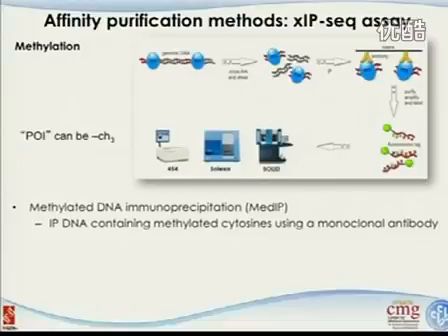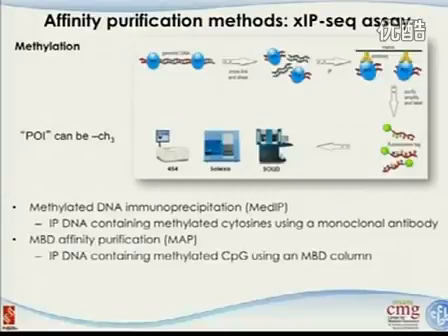The first one is methylated DNA immunoprecipitation, where you immunoprecipitate DNA containing methylated C using a monoclonal antibody. So you can just use an antibody to target the methylation binding protein. That is one way to do it. A lot of methylation sites will be attracting this methylation binding protein. If you use the antibody to target this methylation binding protein, you will be able to identify the methylation site.